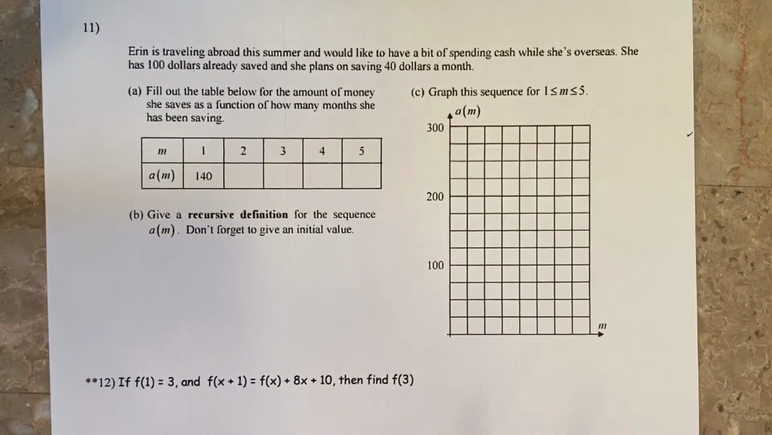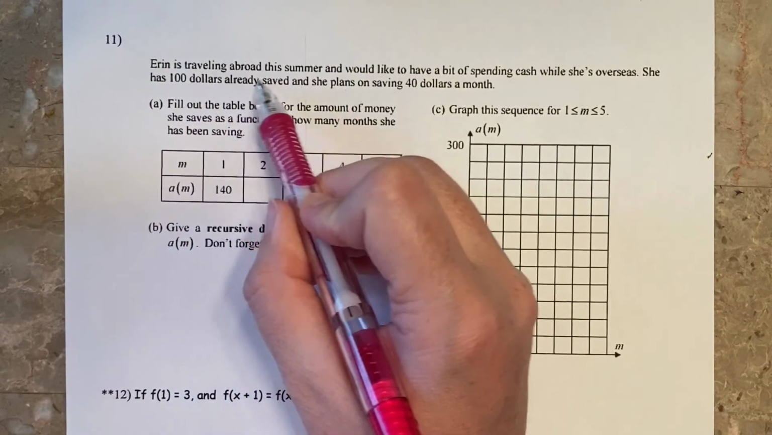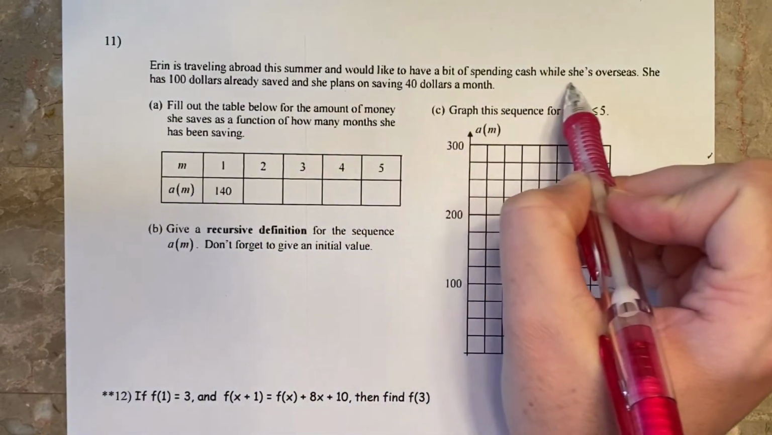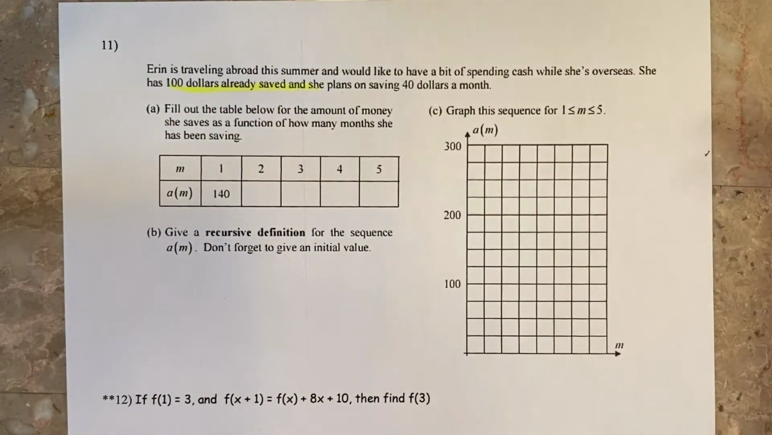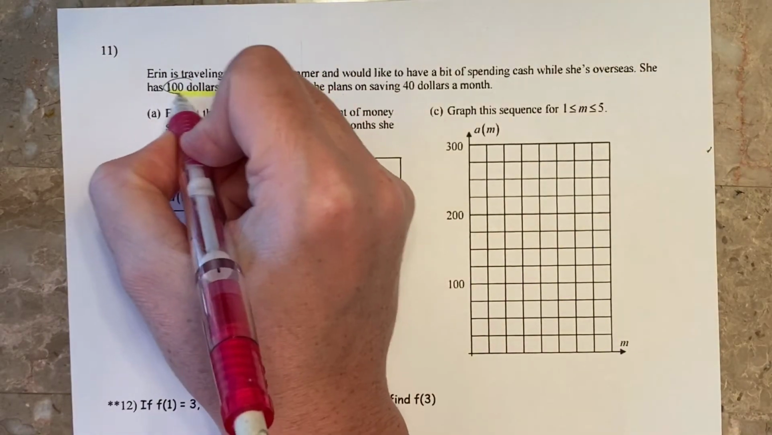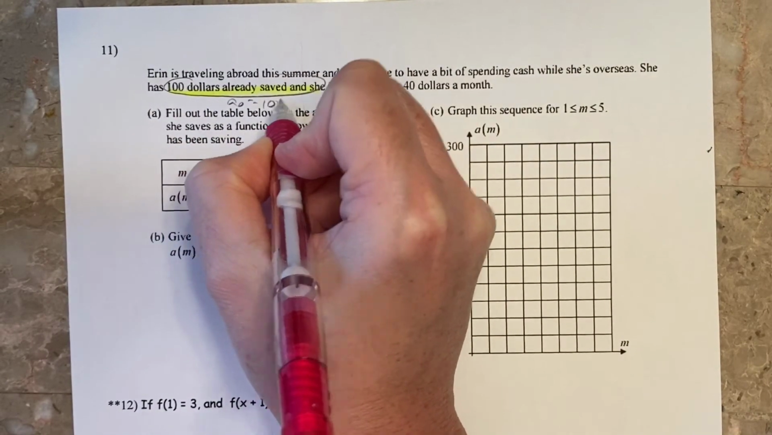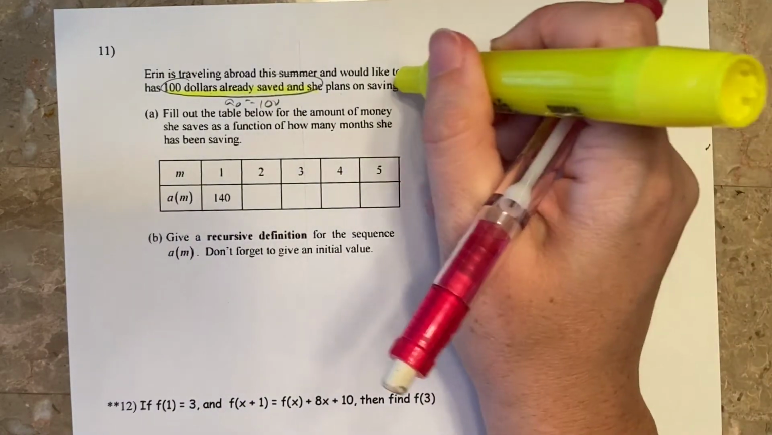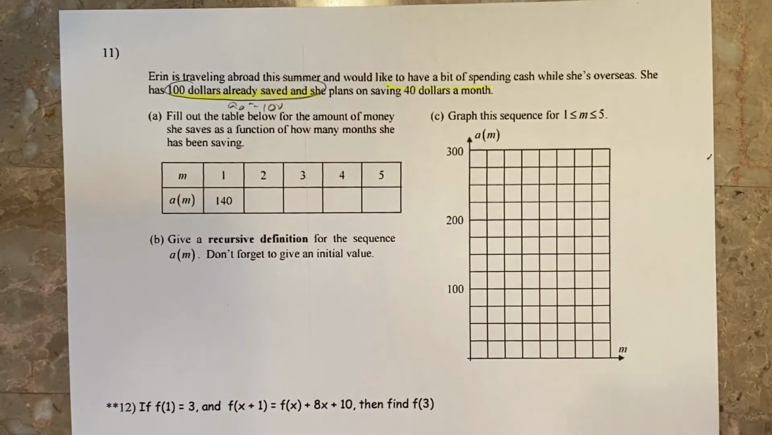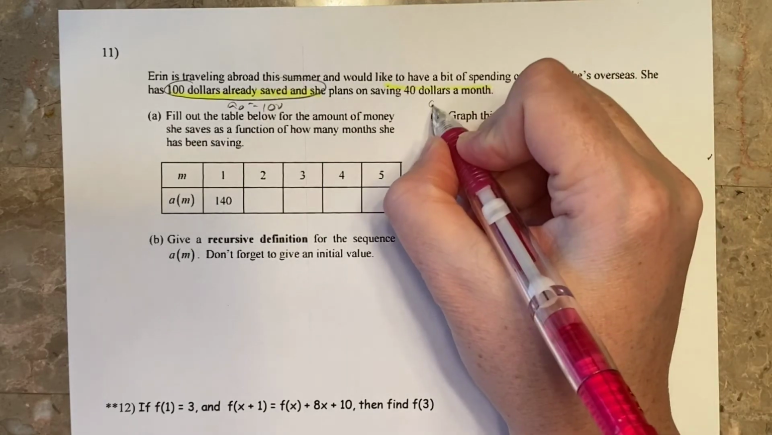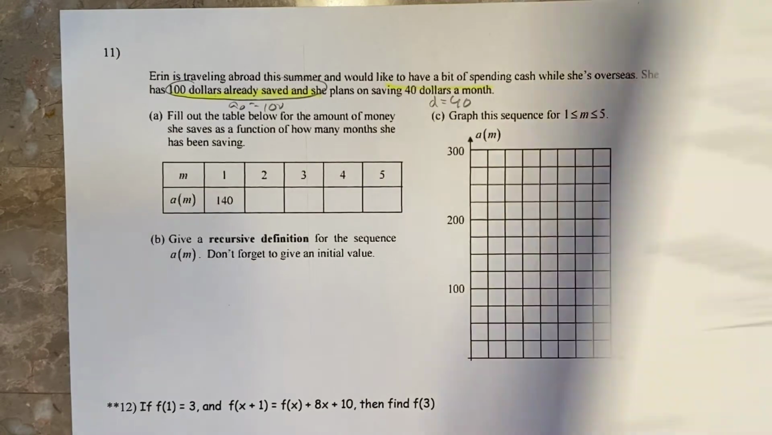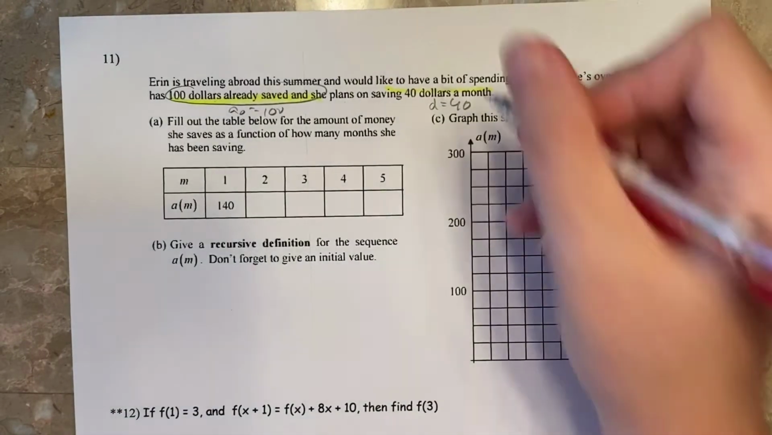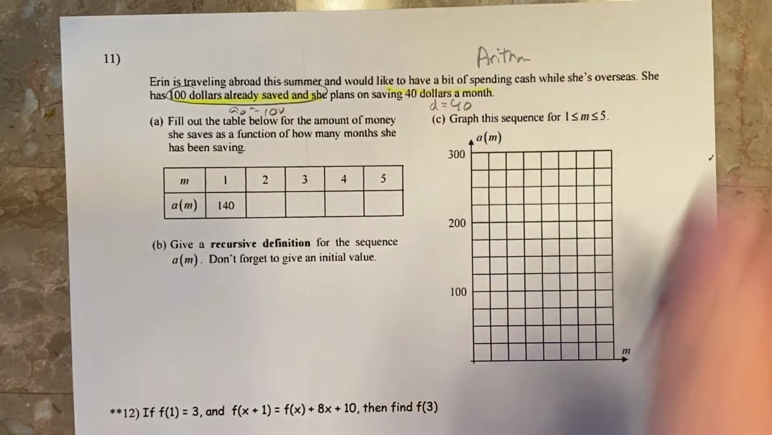I'm trying to go quick so this doesn't take forever. Erin is traveling abroad this summer and would like to have a bit of spending cash while she's overseas. She has $100 already saved. Notice it doesn't say in her first month, so you assume this means a sub 0. Saving $4 a month. Since it will constantly be the same exact thing each month, you assume that is the difference, and difference is arithmetic, just like it was over here with our taxi question. So this is going to be arithmetic, so let's keep that in mind.